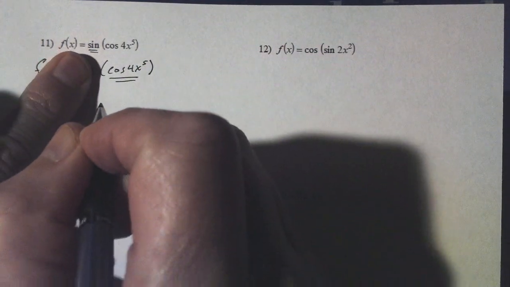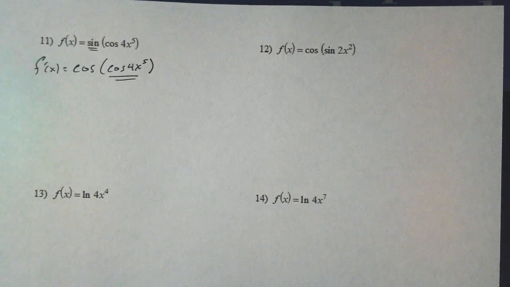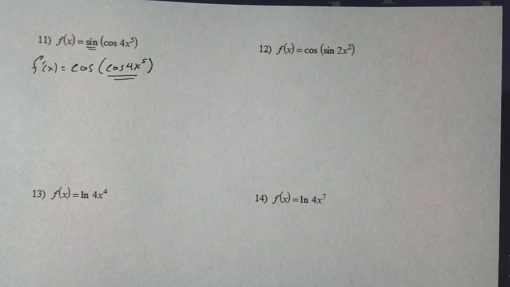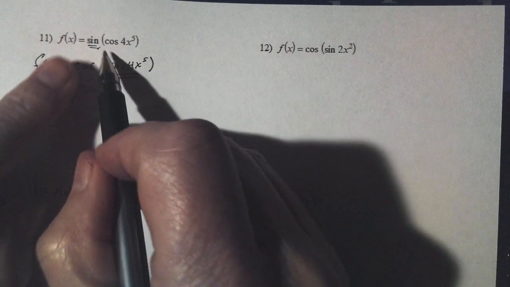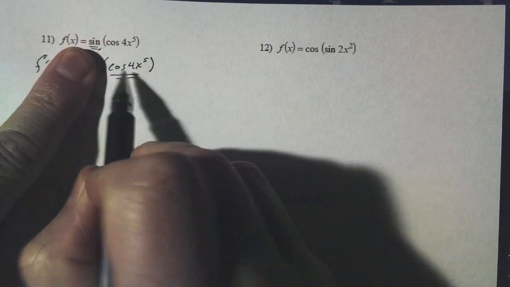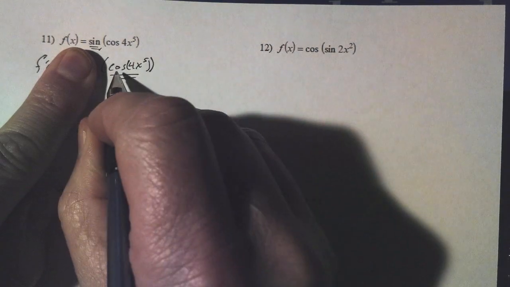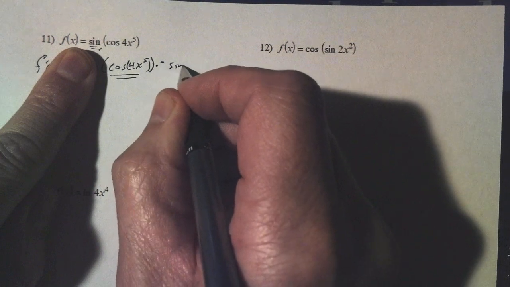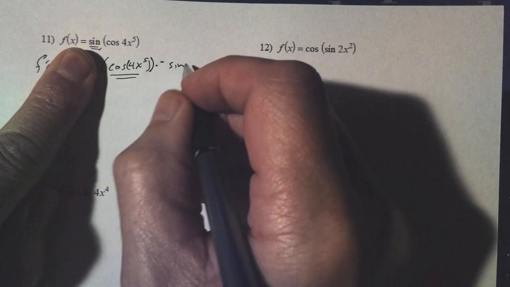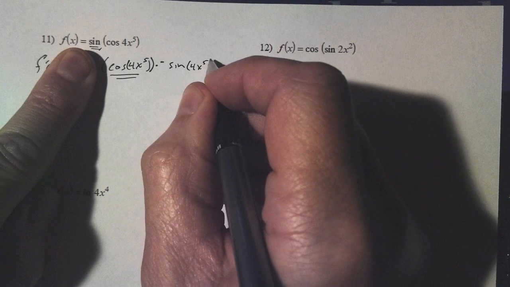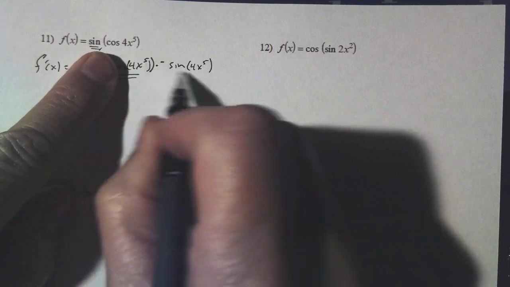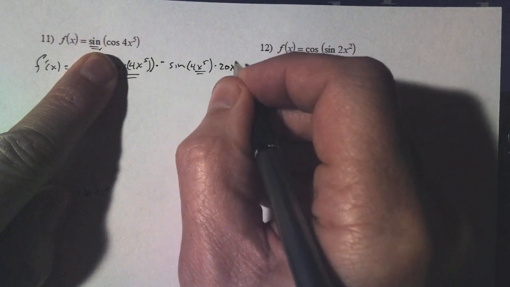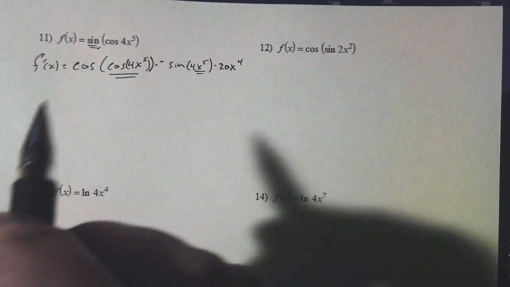Now, we've peeled that little layer away. So we could in some ways say chain rule is like onions or like ogres. There's layers. We peel this outside layer away, and now we peel the outside layer away from here. The derivative of cosine is negative sine. Leave that baby alone, 4x to the fifth. So we peeled this layer away, and now we're just left with this, times 20x to the fourth.